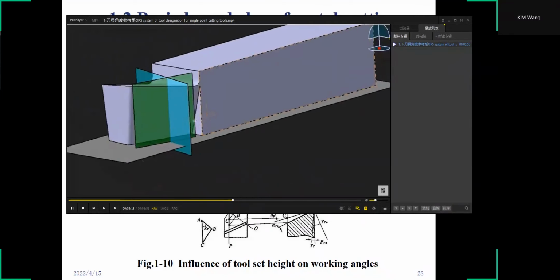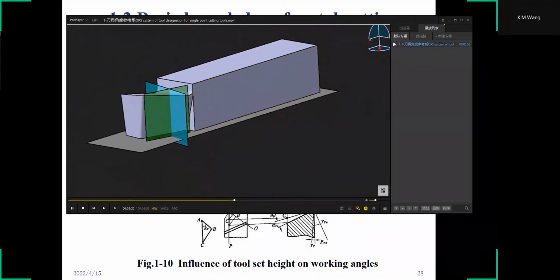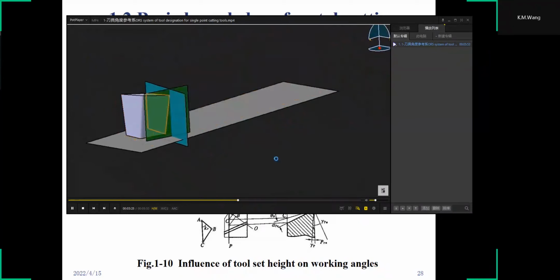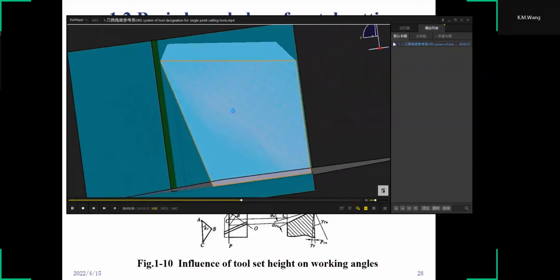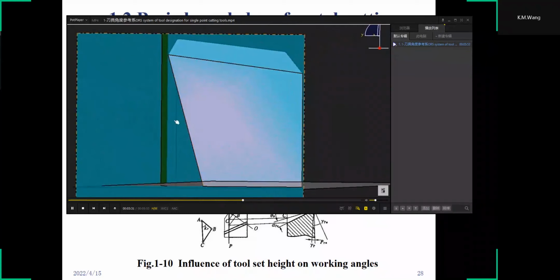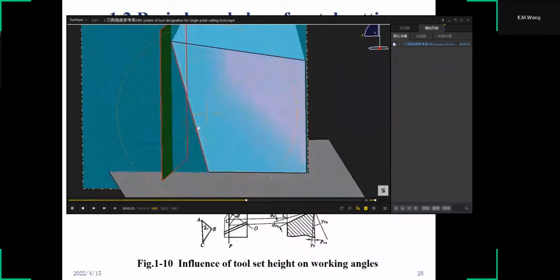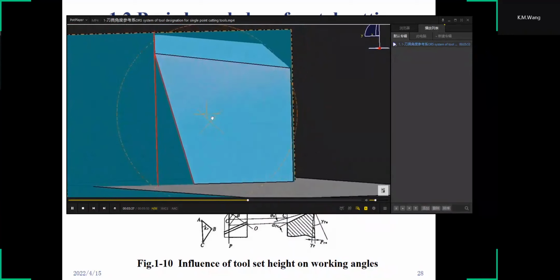One easy way to interpret this is cutting the tool like so and observing it here. The angle between this edge and this plane, if you can see, this angle is called orthogonal clearance angle.